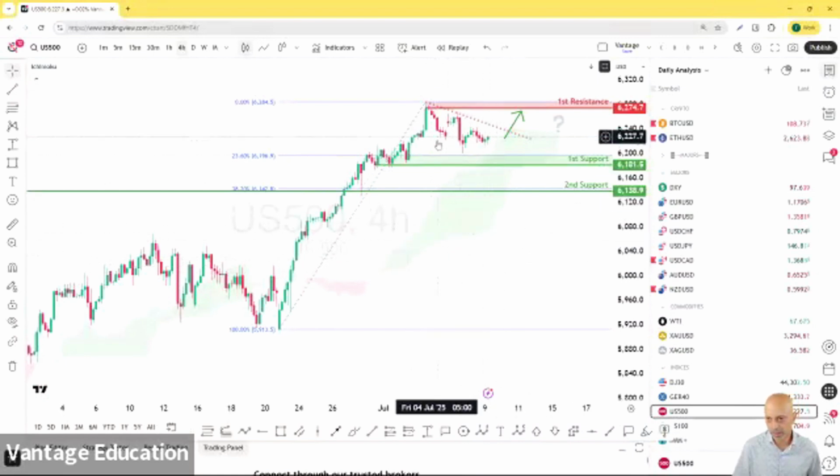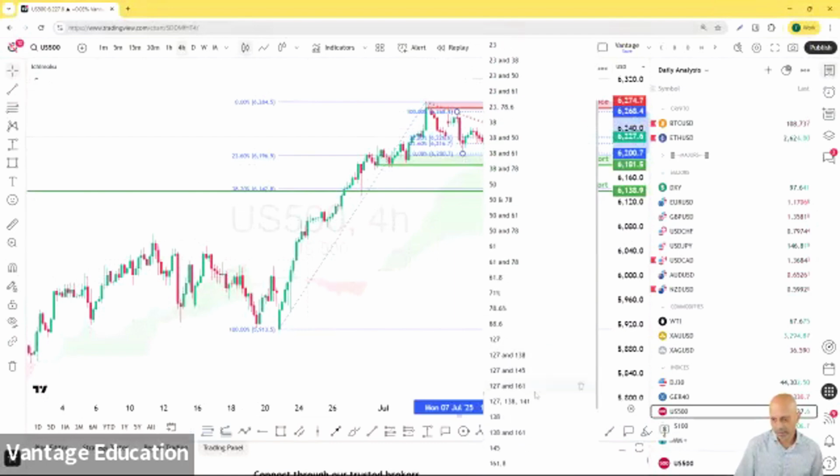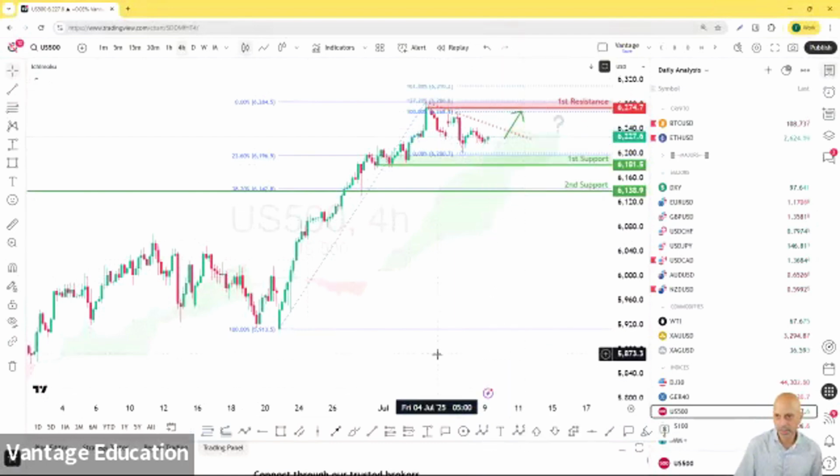So let's try a projection on the H4 time frame. To find the extension, we're going to be running a retracement from this swing high on 7th of July going down to the swing low on the same day. Of course, key extension levels sit at 127, 161%.